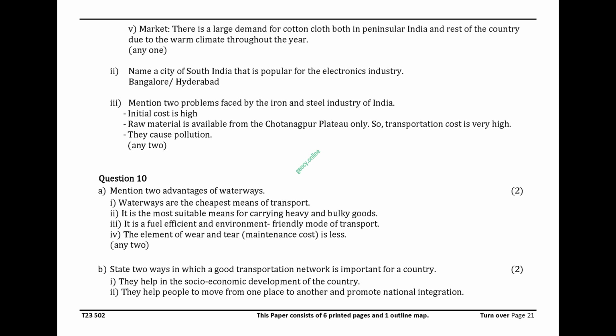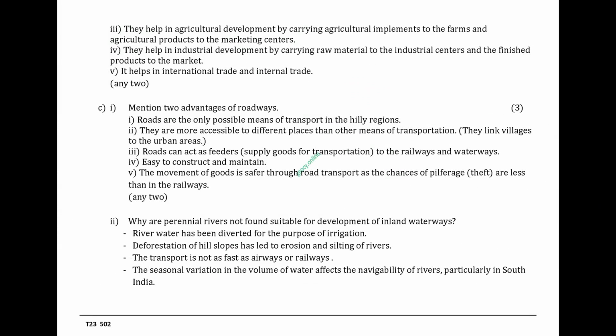State two ways in which a good transportation network is important for a country. They help in the socio-economic development of the country. They help people to move from one place to another and promote national integration. They help in agricultural development by carrying agricultural implements to the farms and agricultural products to the marketing centers. They help in industrial development by carrying raw material to the industrial centers and the finished products to the market. It helps in international trade and internal trade.